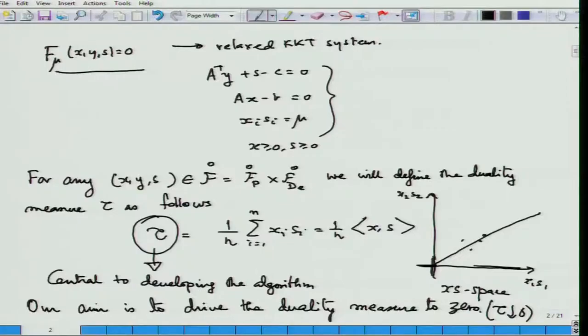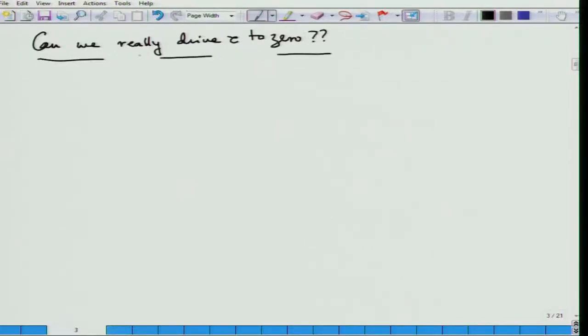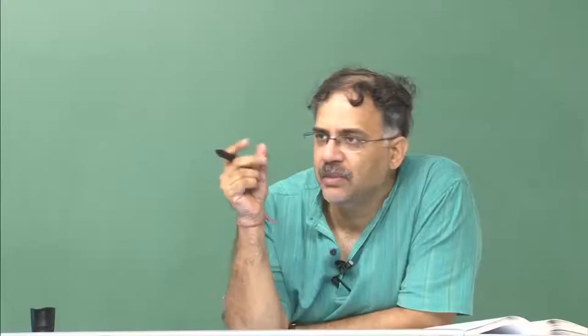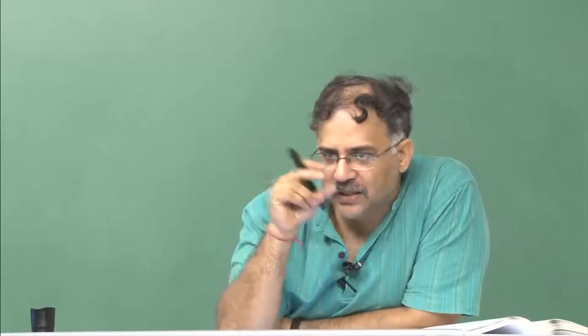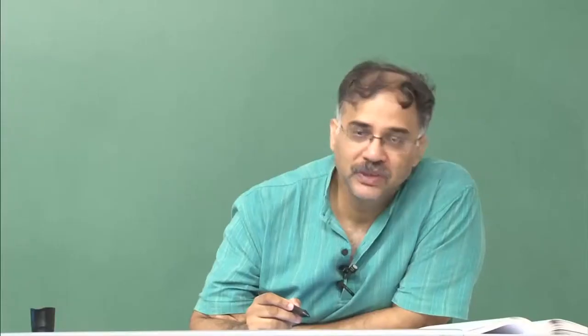Now, all the algorithms, what we will do, we will plan to drive tau to 0, but can we really drive tau to 0? That is the question that we want to answer. So, what we do at every step, we solve this system approximately, get the xi si and try to develop the algorithm in such a way that at each and every step, the mu values, the tau values would continuously decrease. Now, can we really finally reach 0? The answer basically is not really true, you might not reach 0.